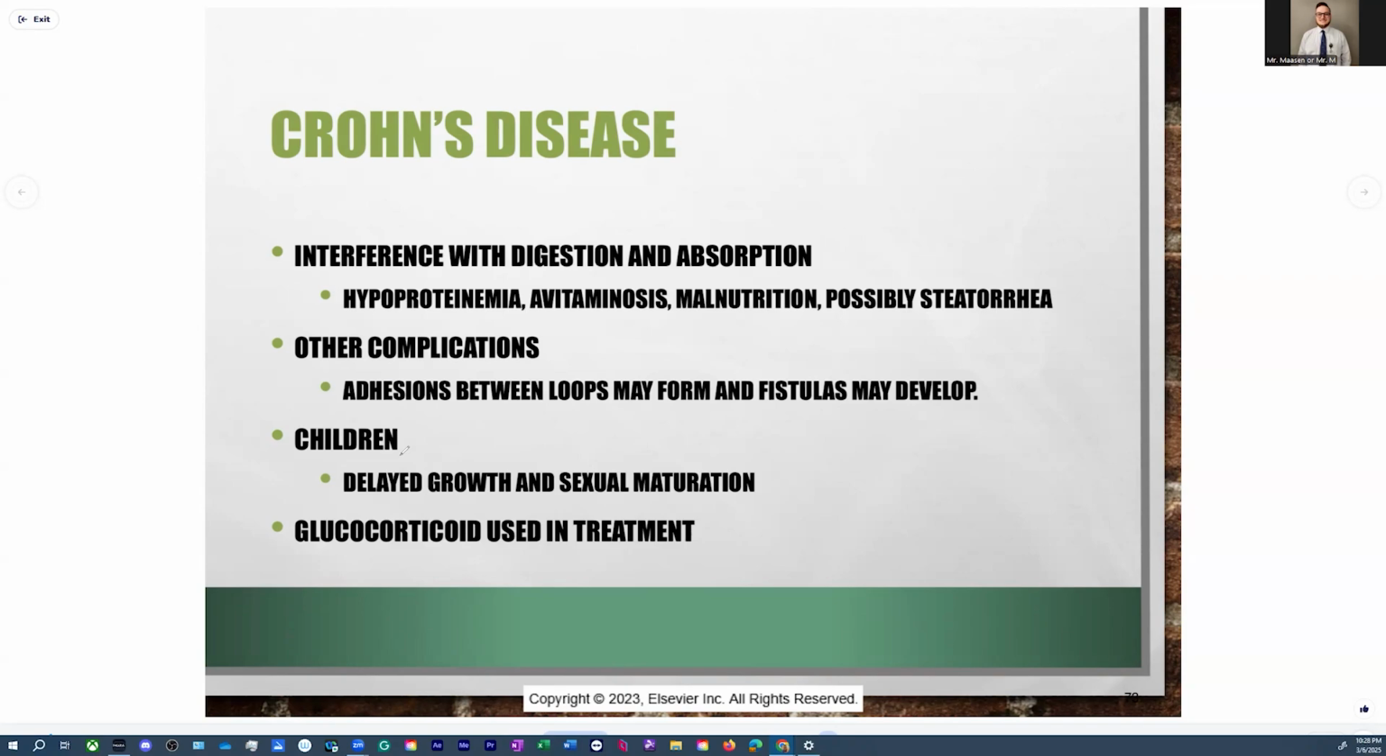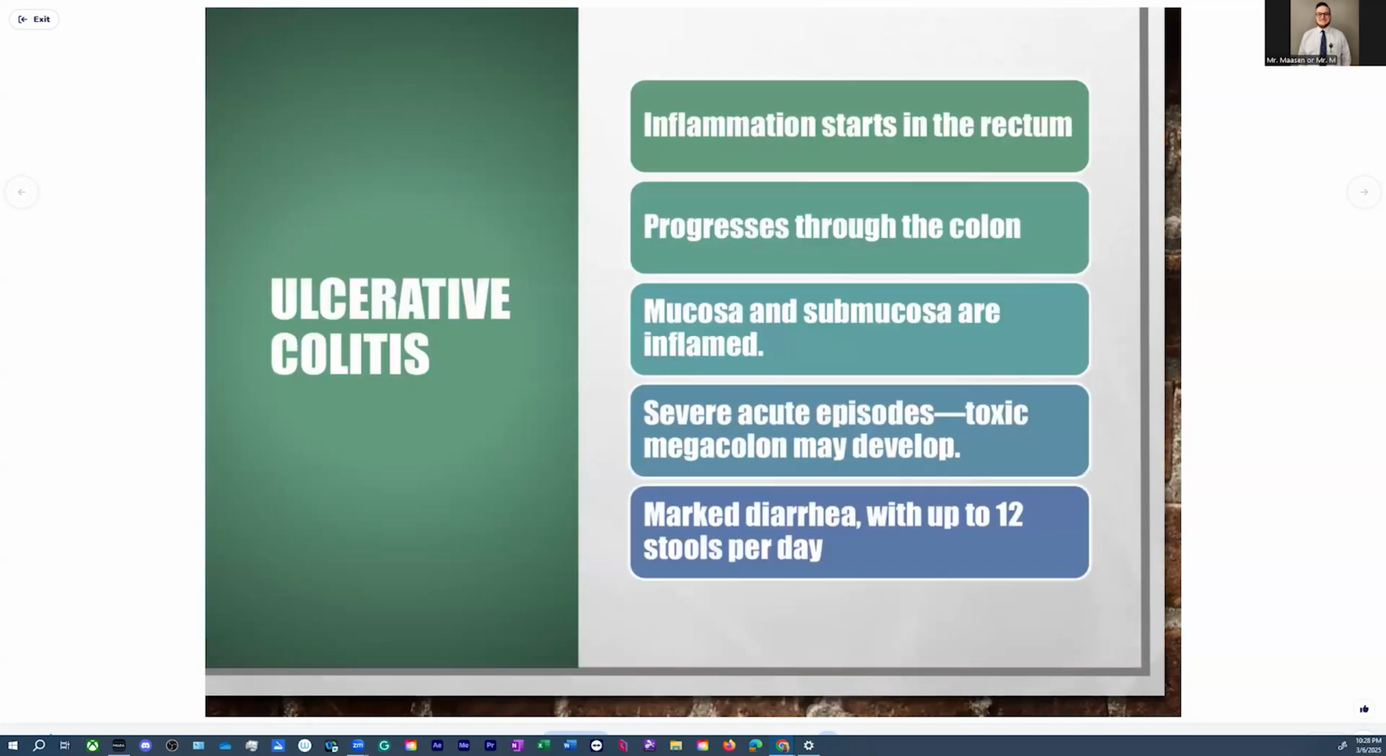Let me say it one more time, and I know it's a long lecture. Crohn's is associated with diarrhea.